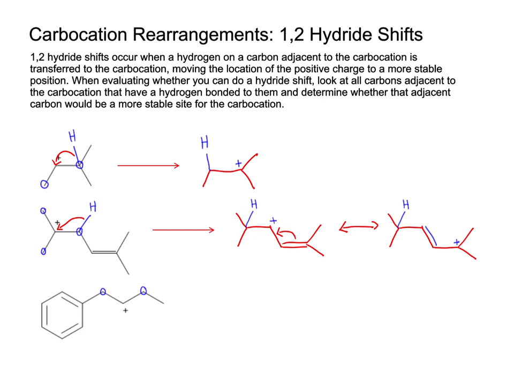So once again, let's draw in that hydrogen, and we are going to show what is going to happen when we do that 1,2 hydride shift. Once again, we're going to draw that arrow from the bond between the carbon and the hydrogen over to the carbocation. And when we do that, we will get our answer. Now you can see that the new placement of the carbocation is in that more stable secondary benzylic position.